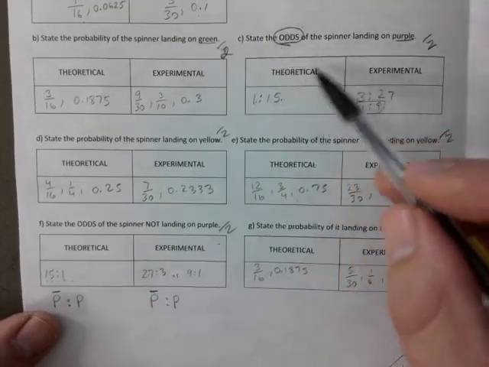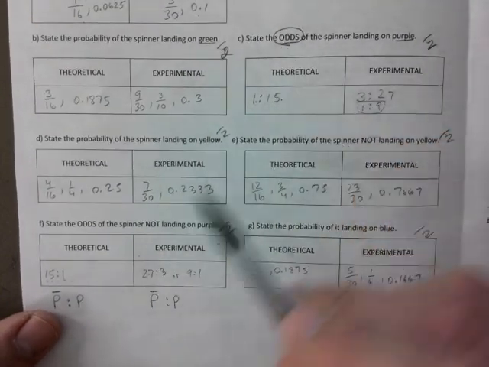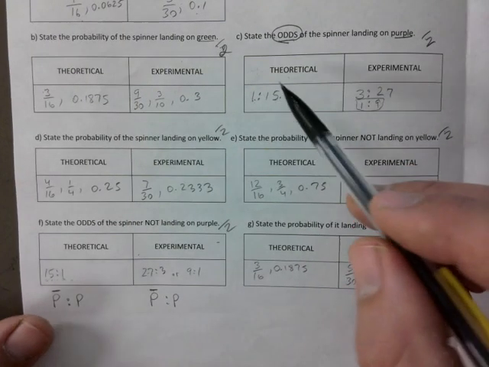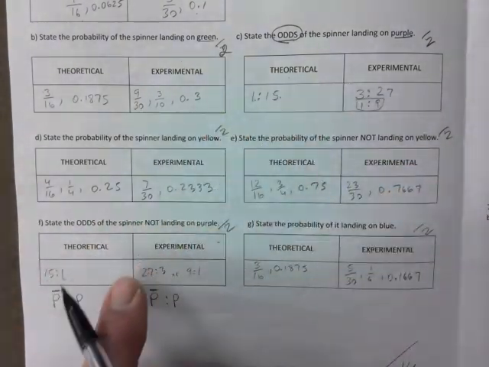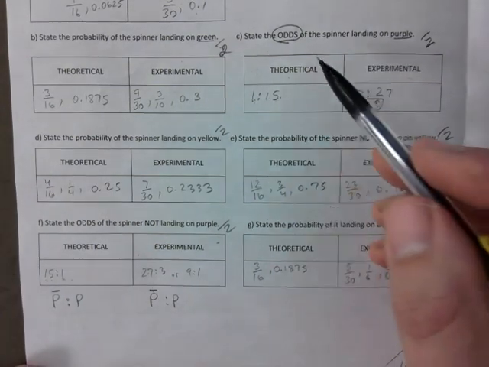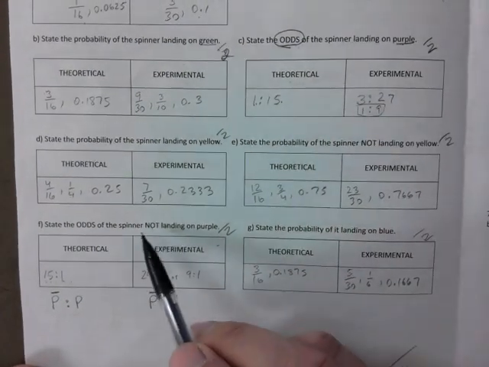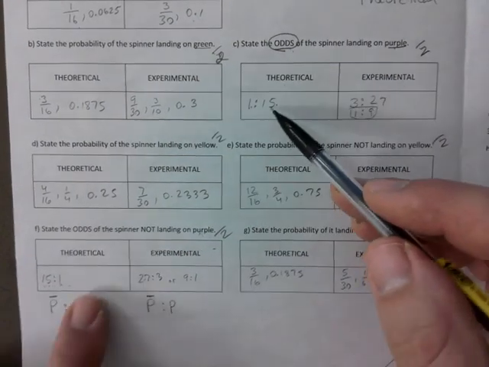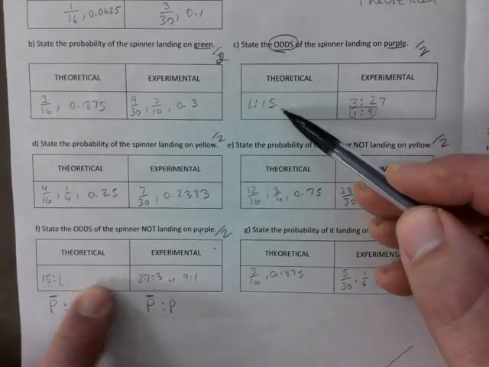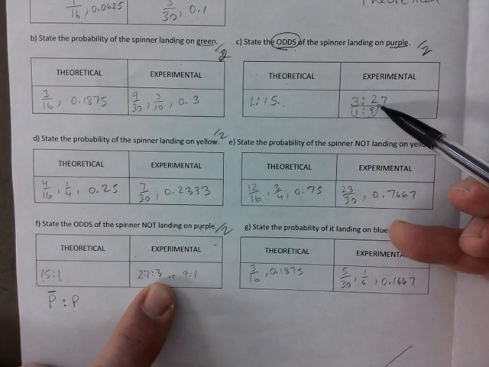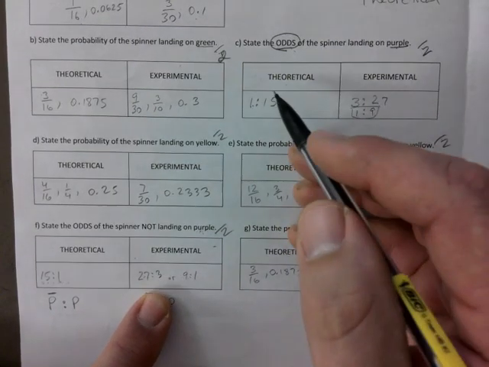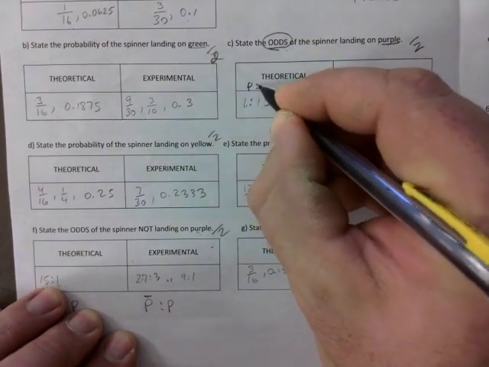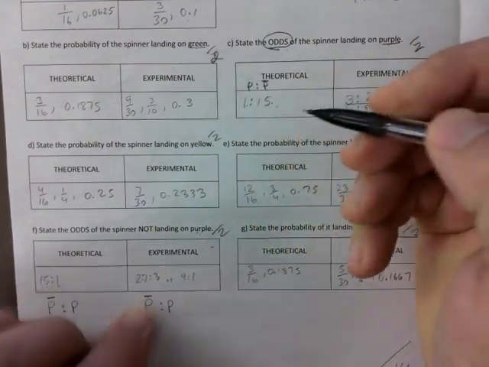And basically C and F are very much connected. Like if you did C first and then F, whatever you got here, you could just flip it the other way because this is in favor of purple. This is not purple, right? Against purple. So these are related. This one and this one they're related. All we do is flip though. We flip it. Because here, if it's odds in favor of purple, that means purple followed by not purple.